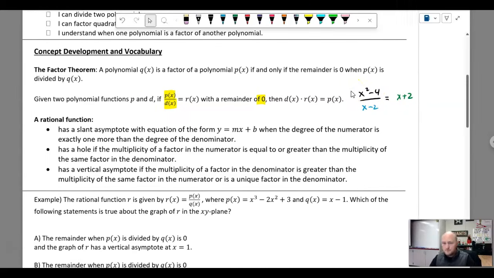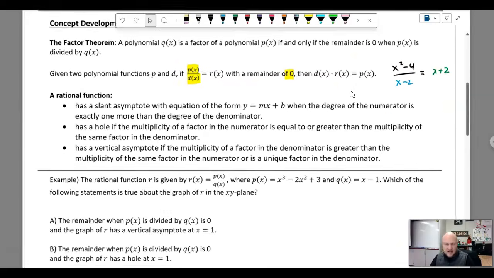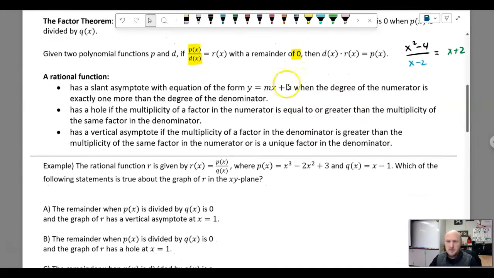Okay? So let's go ahead and recap a couple of things, because this really has to do with rational functions. One, a rational function has a slant asymptote with the equation y equals mx plus b when the degree of the numerator is exactly 1 more than the degree of the denominator. Also, a hole if the multiplicity of a factor in the numerator is equal to or greater than the multiplicity of the same factor in the denominator.